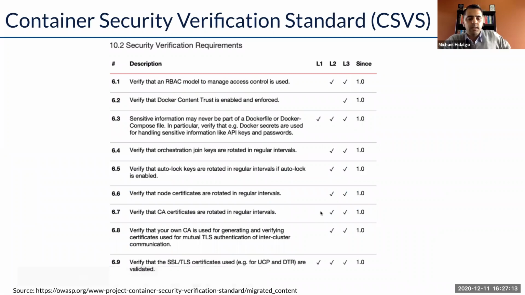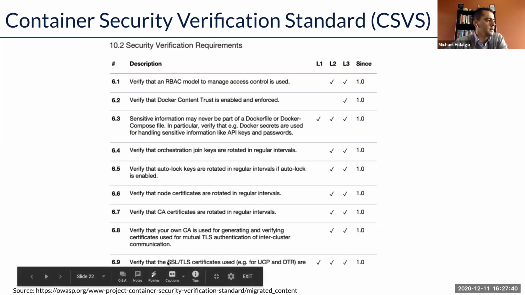And OWASP has created quite interesting documentation called the Container Security Verification Standard, CSVS version 1.0. At the moment, as you can see here, they have a really good number of checklists about items, for example, security verification requirements, such as verifying that RBAC model manages access control. So this is something that you can take a look at as well. Verify, for example, that SSL and TLS certificates are being used.